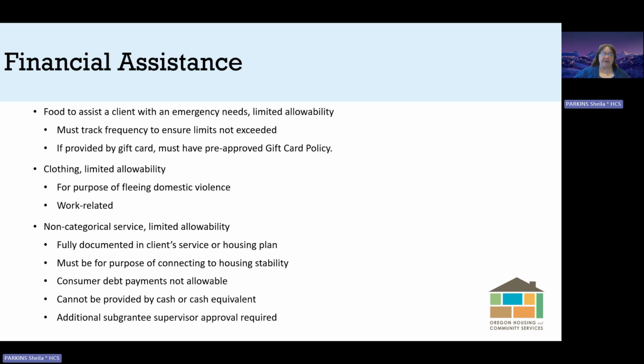An example may be an elderly client runs out of insulin and is unable to reach their physician to refill their prescription, but needs to purchase a vial of insulin in order to survive and cannot wait a day or more to speak with their doctor. Such costs may be allowable. If grantees have any questions about the allowability of any client non-categorical service, please reach out to us directly.